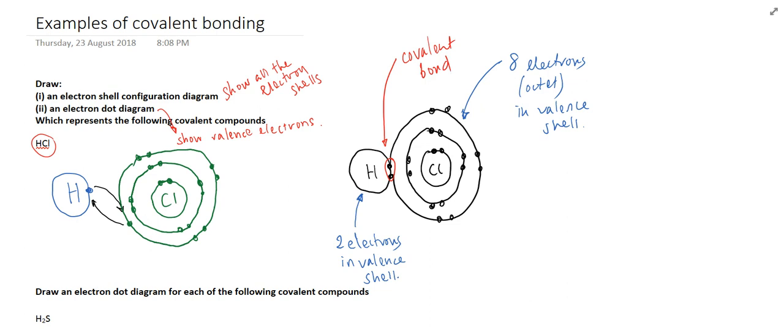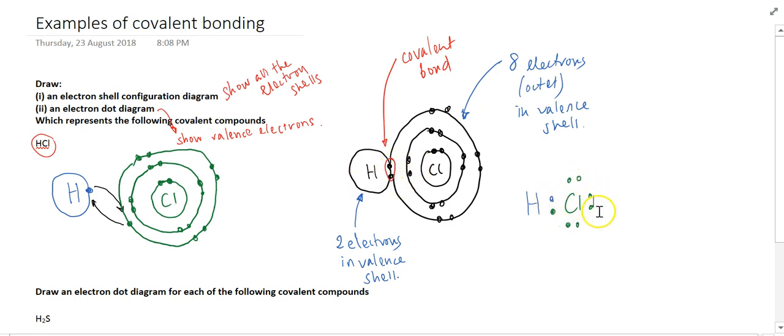Now to draw the electron dot diagram is much simpler than drawing the electron shell configuration diagrams. This is what the electron dot diagram would look like. And in terms of the valence electrons here, we can see that they're identical. These diagrams are identical. If we look at these outermost shells, chlorine has 8 electrons in its outermost shell. Once it forms its bond with hydrogen, we can see that here all the same.